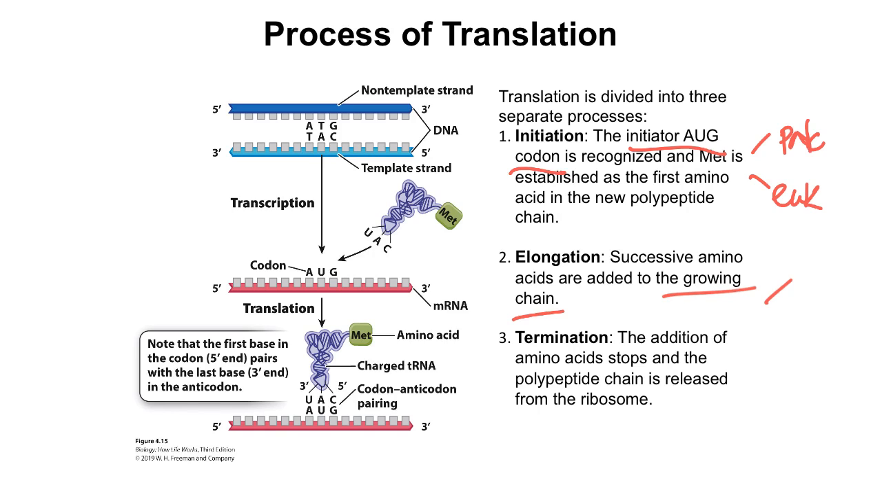And then the third process is, of course, termination, where the addition of amino acids would stop by the recognition of a stop codon and the subsequent polypeptide chain being released from the ribosome. So let's now look at each of these stages in sequence and see what personalities or functional parts are involved.